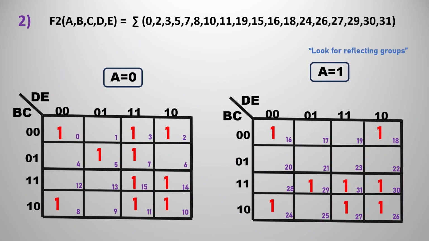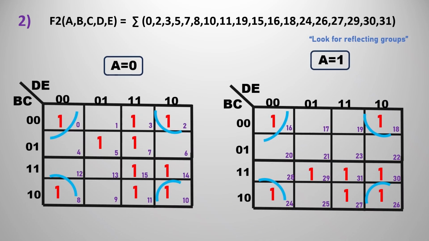Let's quickly see the second example also. They have given those terms, so quickly I am filling those in the K map also. After filling, the K map will look like that. The first K map is A equals 0, the second K map is A equals 1. As you all know, the first step is to look for the reflecting groups.